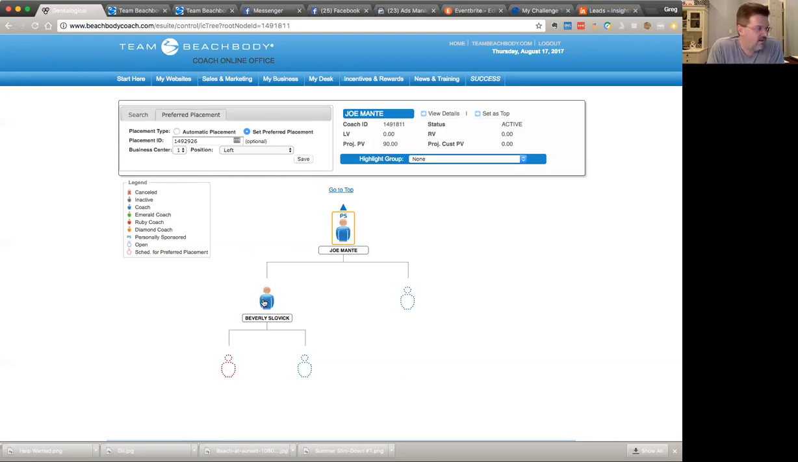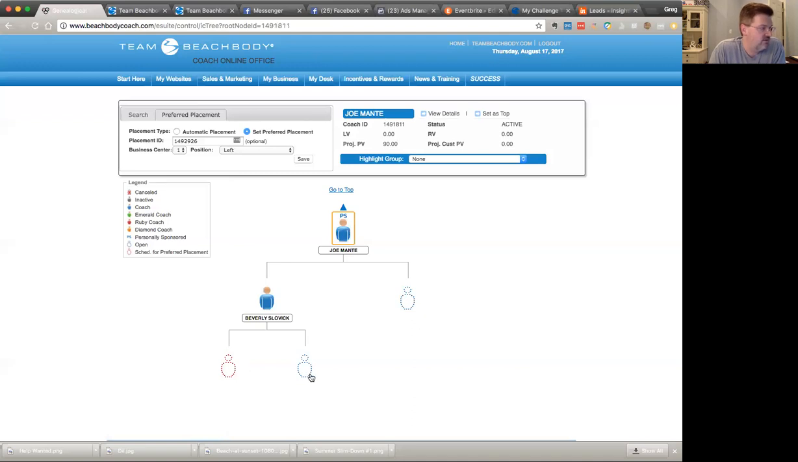So why is Beverly placed here? Because you have two legs. That means that all the coaches above you are going to be placing coaches on Joe's strong leg. Okay, so your strong leg, other coaches on your team, like myself, your sponsor, we are going to be helping you build that strong leg. Okay, so therefore, the only leg that you really need to build all by yourself is your weak leg, and that's also called your inside leg. Okay, it's right here, it's on the right side.